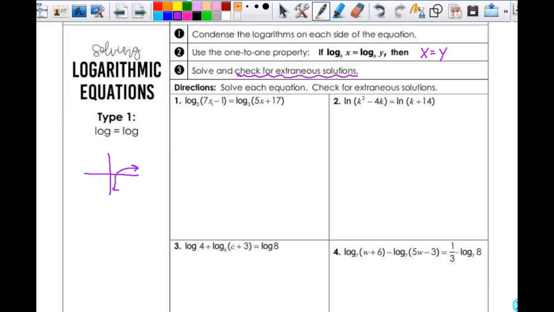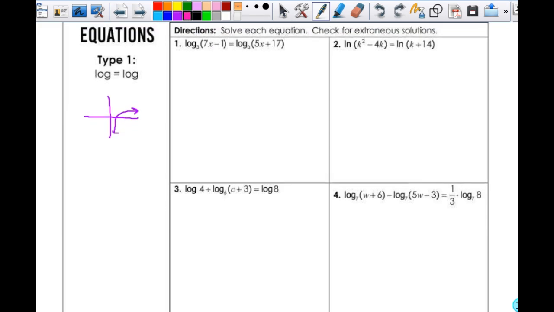Okay. So let's start with number 2. So on number 2, we have 2 logs, one on each side. They are already condensed for us, so we don't have to do much since this is happening right here, and we have the natural log on either side. Then that means I can just take these pieces out, and k squared minus 4k is going to equal k plus 14.